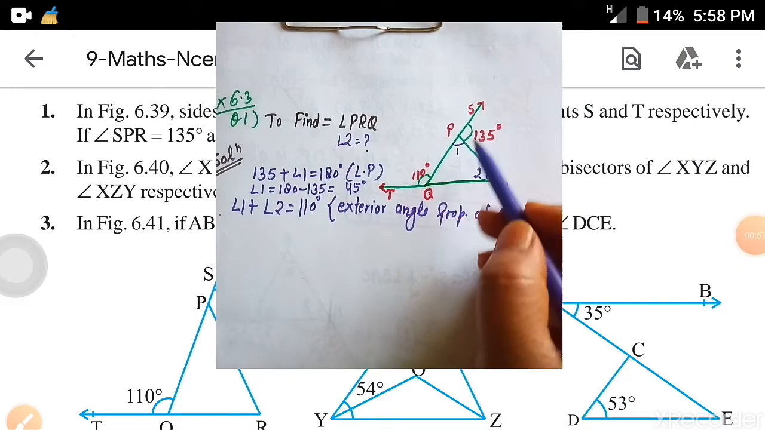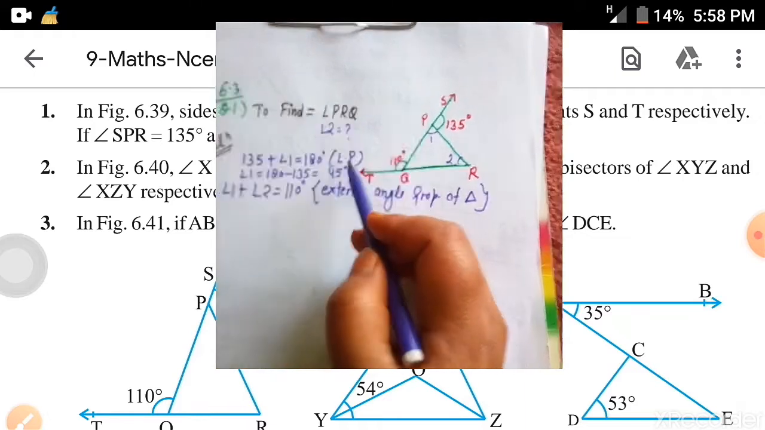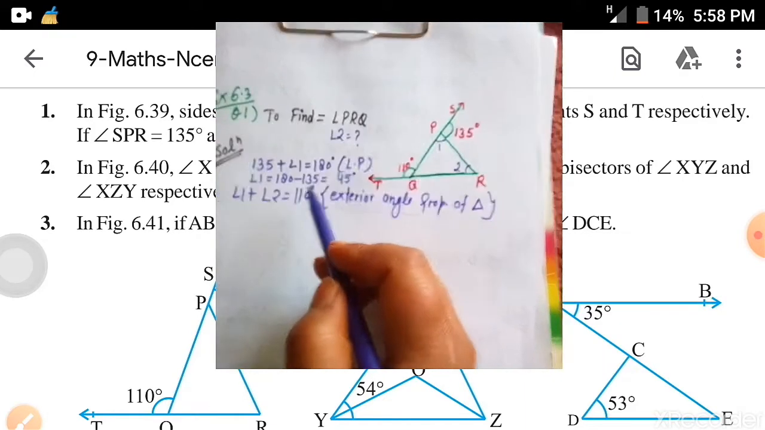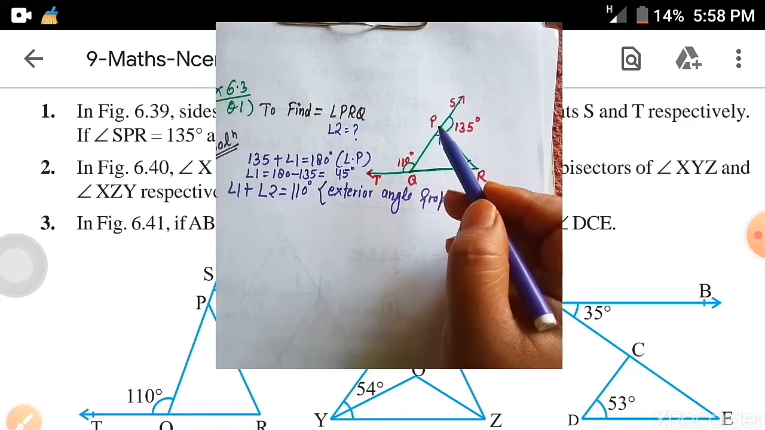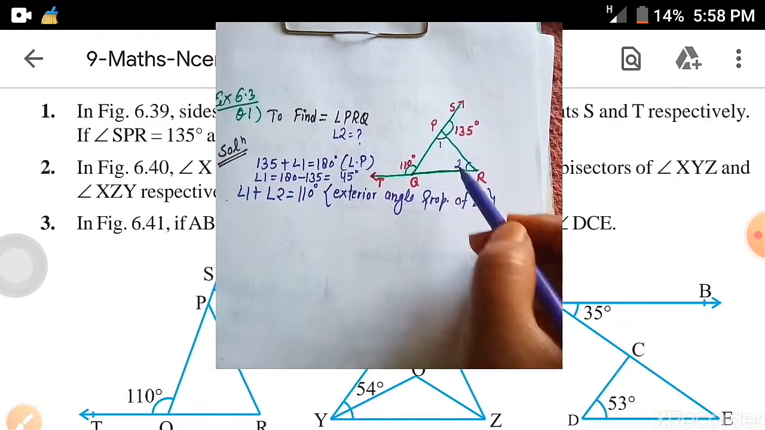The angle 135 degree plus angle 1 is equal to 180 degree. I have written here. You can see that because these are linear pair. Now angle 1 is equal to 180 minus 135, that means it's 45. Now you can see the exterior angle property of triangle. In any triangle, the exterior angle is the sum of two opposite interior angles.